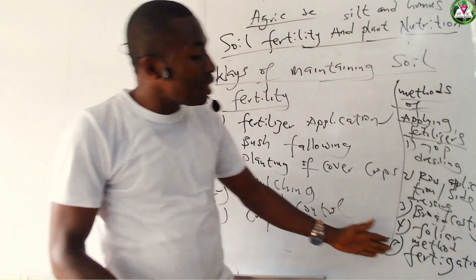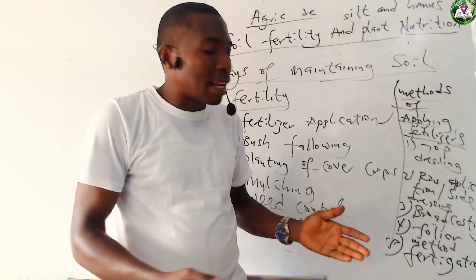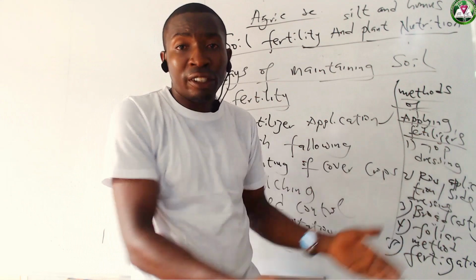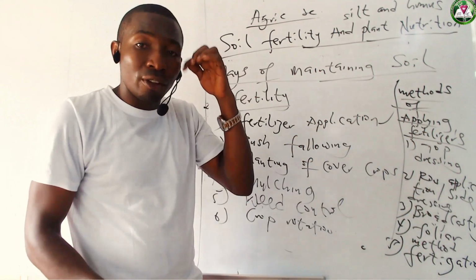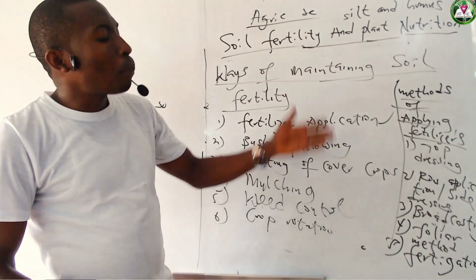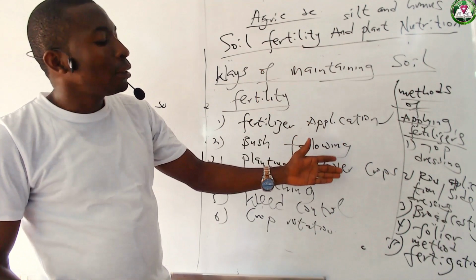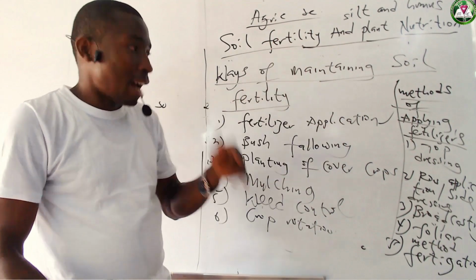Of course, this is mainly used by commercial farmers that have their irrigation facilities, immediately after applying fertilizer, they irrigate the farmland. So these are some of the ways of applying fertilizers: your top dressing, your row application, your broadcasting, your foliar method, your fertigation method, and so on and so forth.